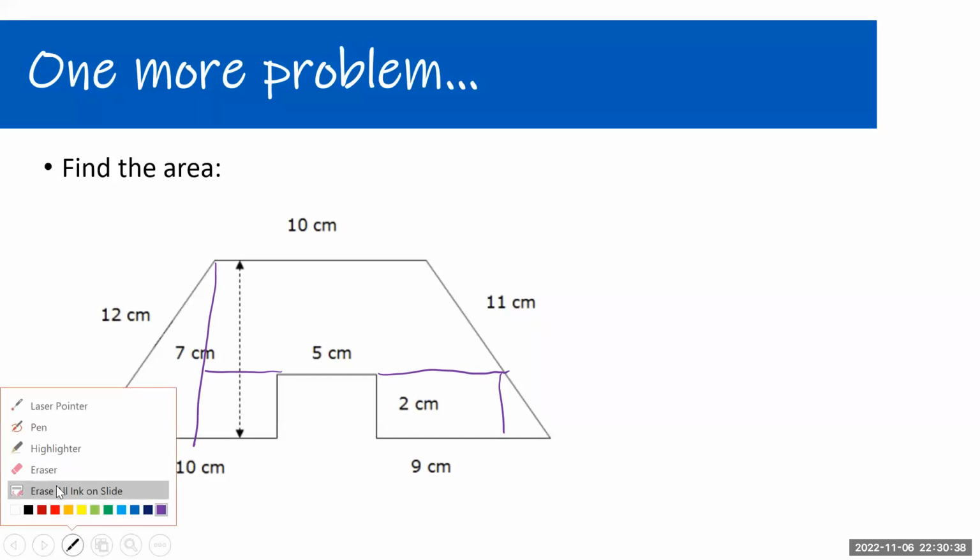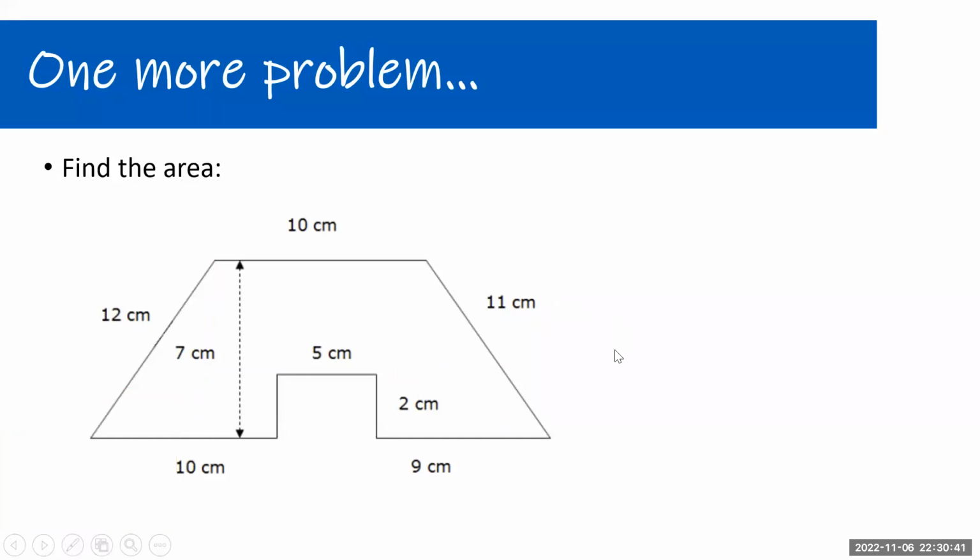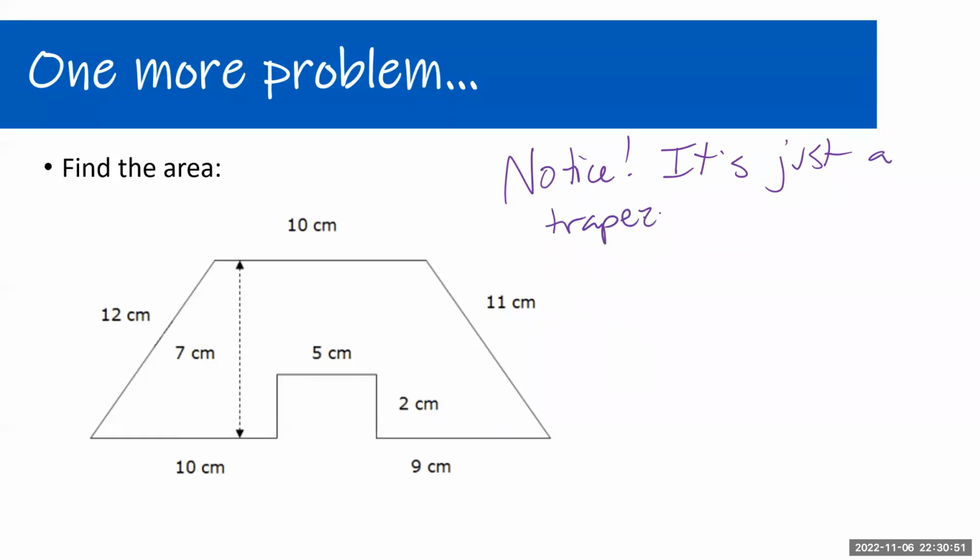What's going to be easier here is to notice it's just a trapezoid with a little cutout. So if we find the area of this whole thing, and then we subtract this area from the total, we're good to go. That's our answer.